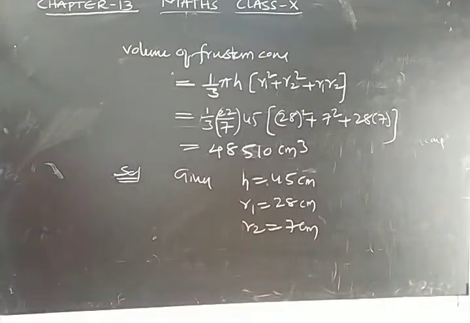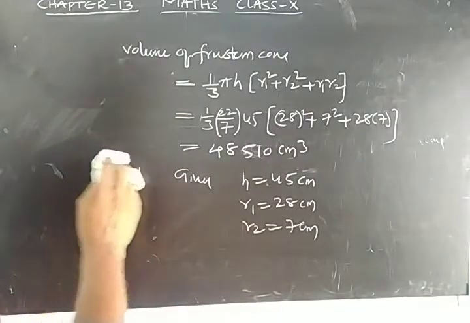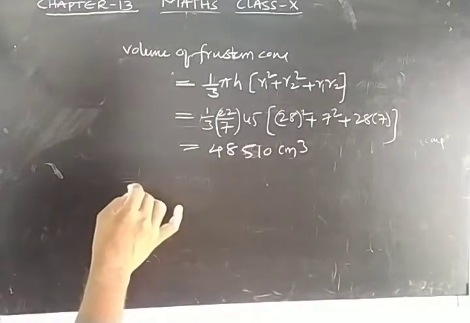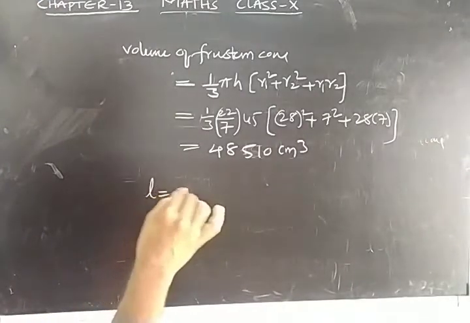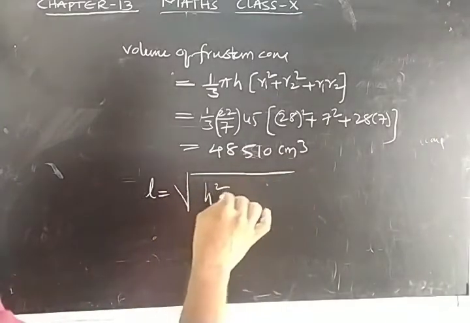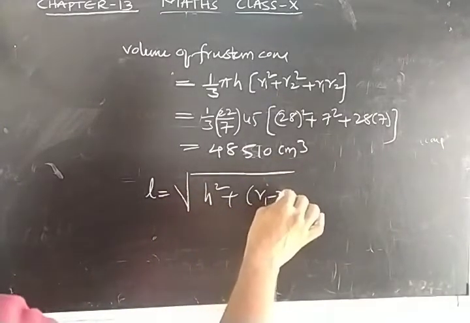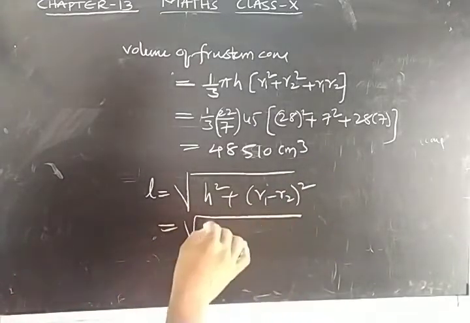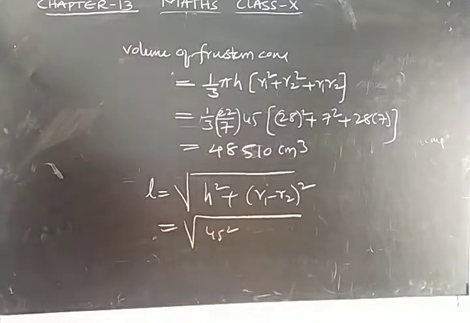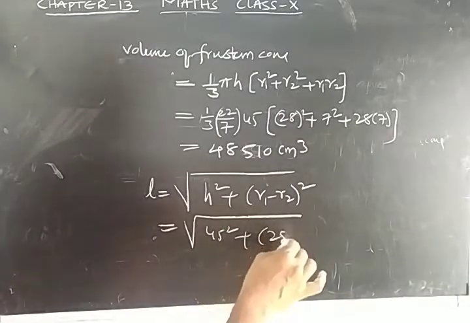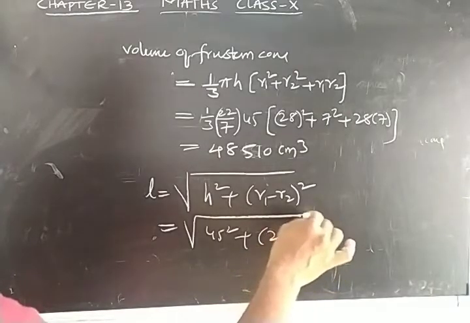This is the volume of the frustum cone. Now the CSA of the frustum cone. To find the CSA, we have to find first L, the slant height. What is the slant height formula? Root of h square plus (R1 minus R2) whole square. H square is 45 square, plus R1 minus R2, 28 minus 7, whole square.